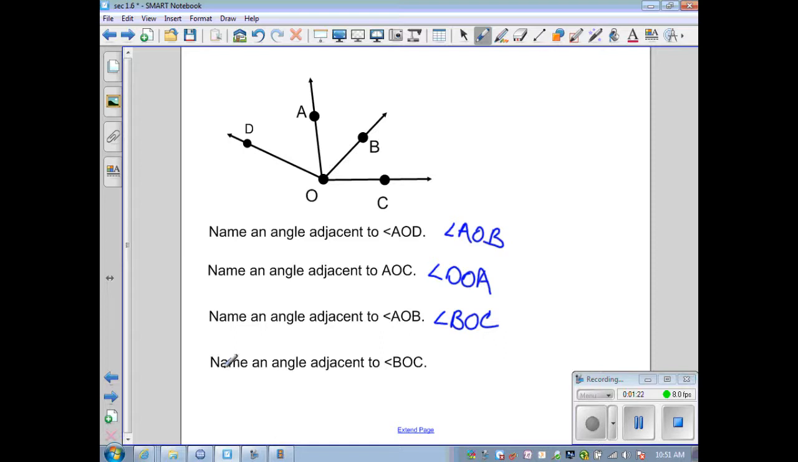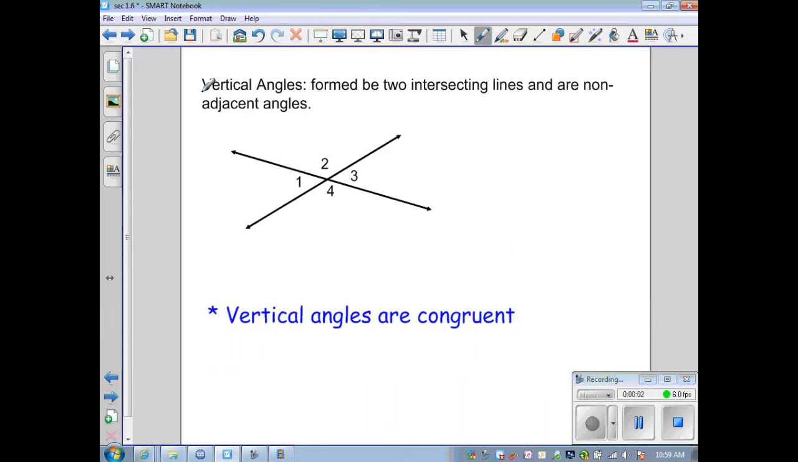Last, name an angle adjacent to BOC. Here's angle BOC. I could use the one given in the previous example, but I'm going to select another one. I'm going to select angle DOB. Again, I still have a common side of OB. I have a common vertex and no common interior points, and they are coplanar. Therefore, they are adjacent.